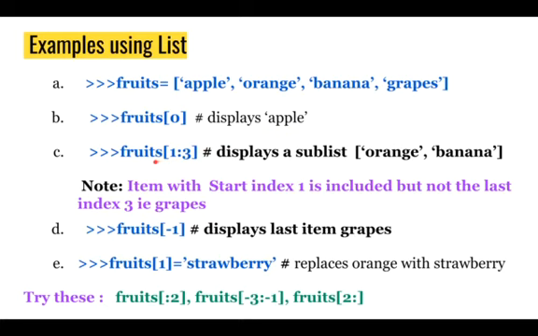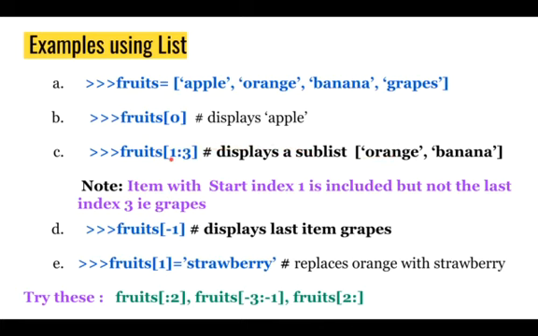The list can also be used to display a range of items in the list, simply referred to as a sublist. In order to create a sublist, you can use it like this: fruits of 1 colon 3. This is the starting index, this is the ending index. The ending index is not included in the list. The item representing the ending index is not included in the list.